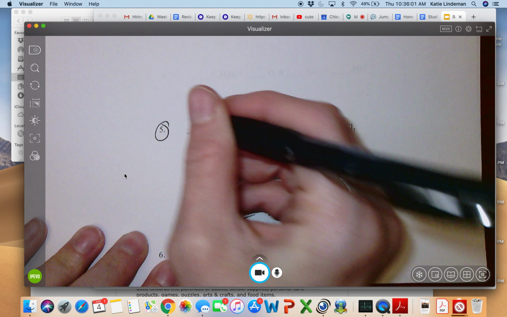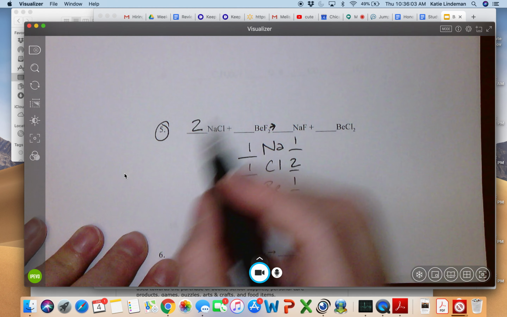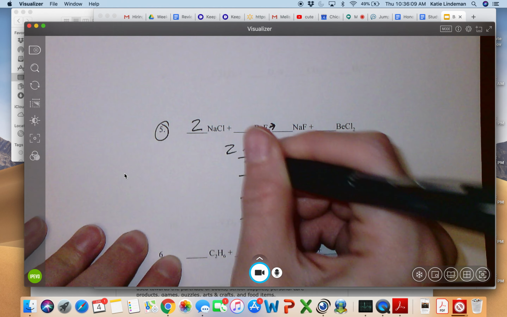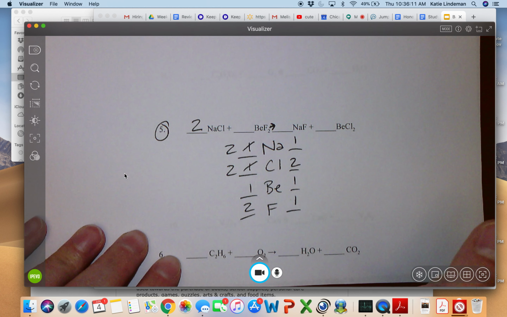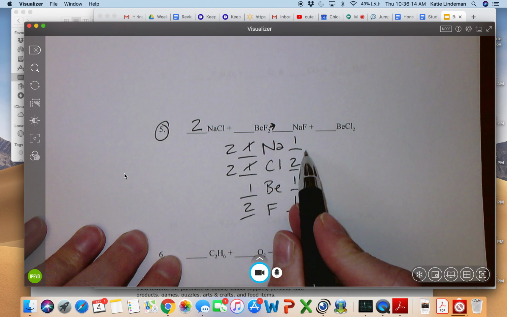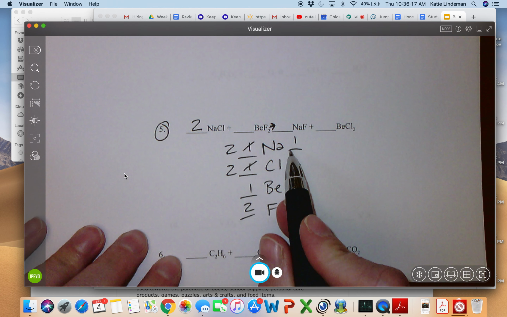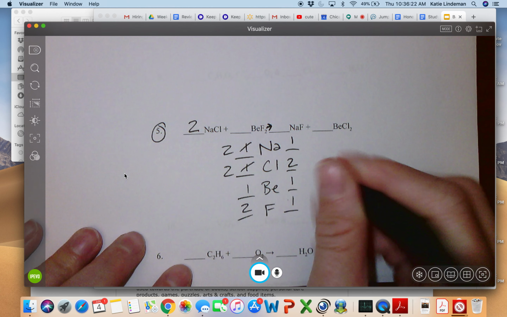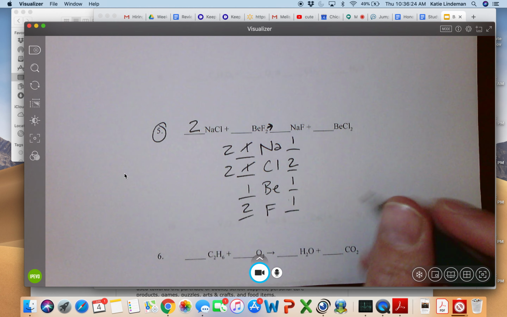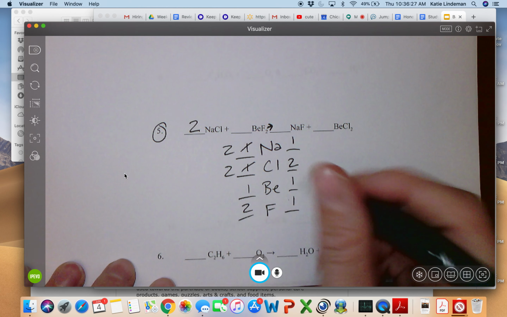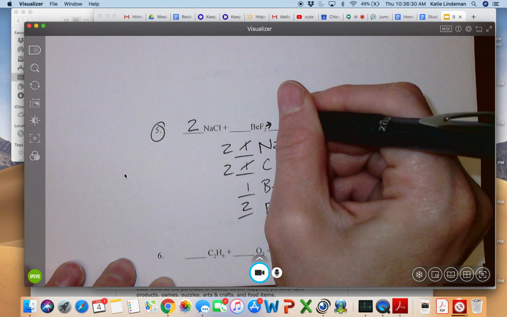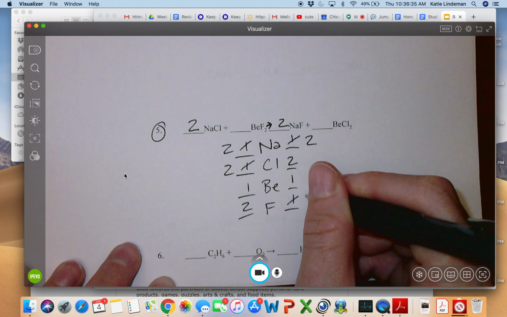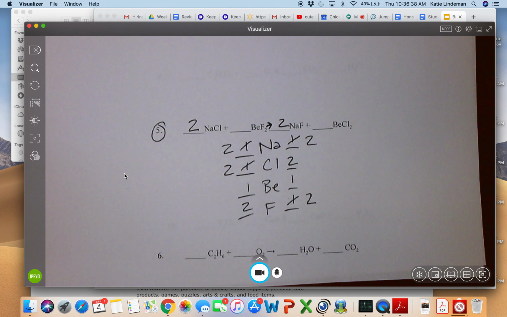In order to balance chlorine, I need to put a 2 here, and then I make sure that I distribute that 2. So I now have 2 sodiums, and I now have 2 chlorines, okay? Now sodium is unbalanced, but sodium is a metal, so I'm going to still go to my other nonmetal first. Okay, so we're going down to fluorine, and I'm gonna put a 2 here, and then I distribute that. So that gives me a 2 for sodium and a 2 for fluorine, and we're done with that one.